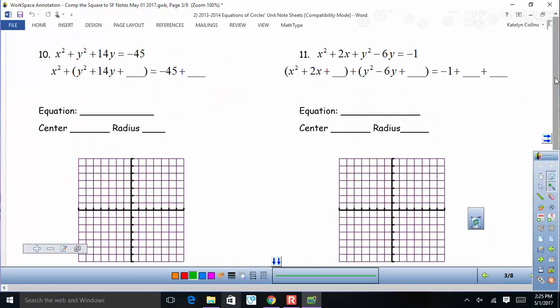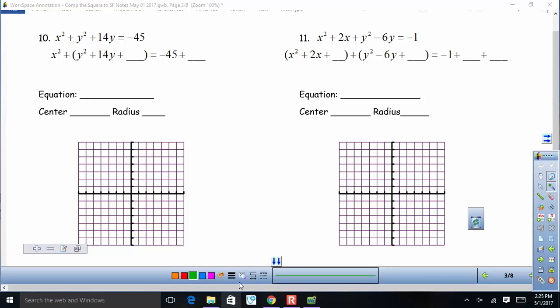Okay, let's look at number 10. So in number 10, what is different about that one? Okay, it only has one x. It has an x squared. So do you think I'm going to need a parentheses for that or to complete the square? No, we're just going to bring down x squared, and then I'm going to put plus, and then put my parentheses y squared equals. So we don't actually have to complete the square for x. We only have to complete the square for y.